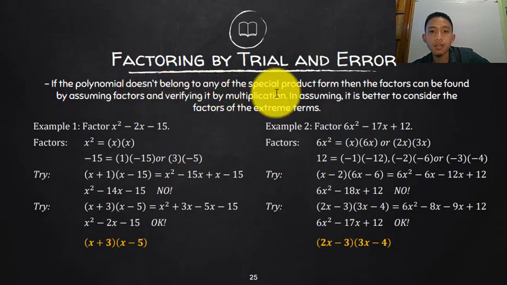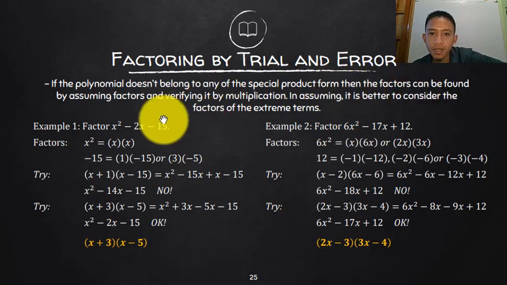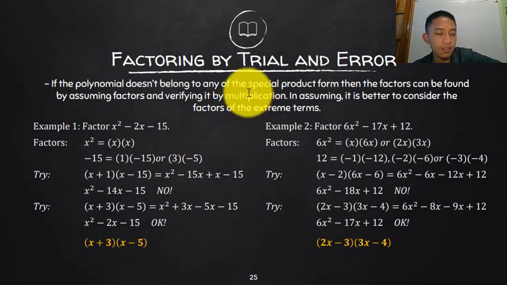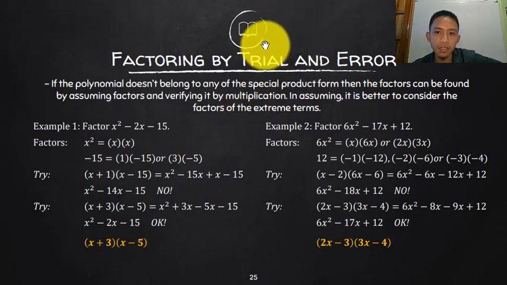That's why we call it trial and error, because if you cannot use a special product form, all you need to do is assume a factor and verify it by multiplication. Check that one. If your assumption is correct, multiplying should go back to the problem. But if not, then that is an error, so you need to try again. That's why it's called trial and error.